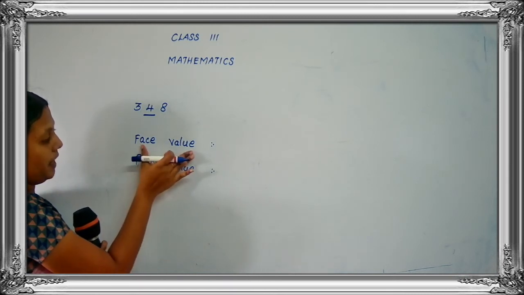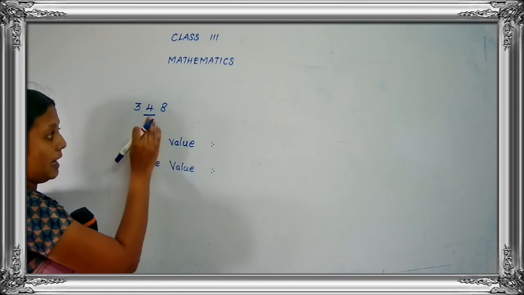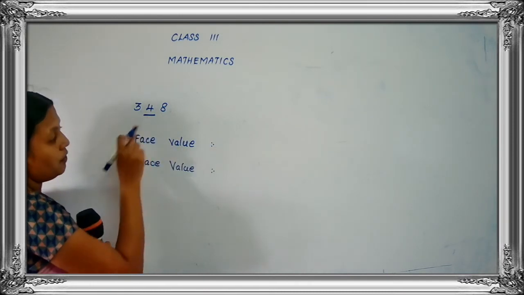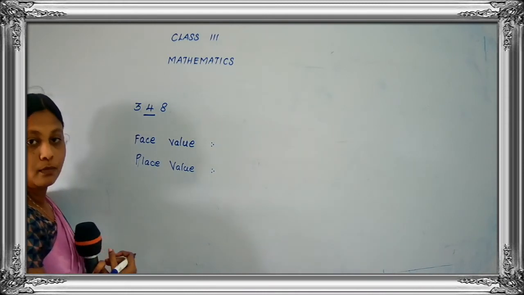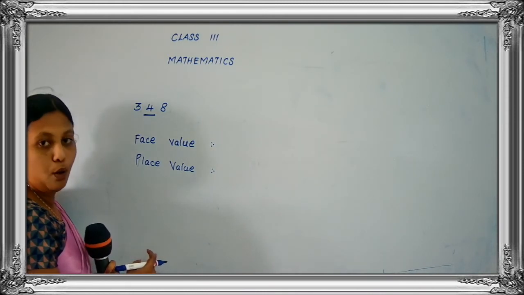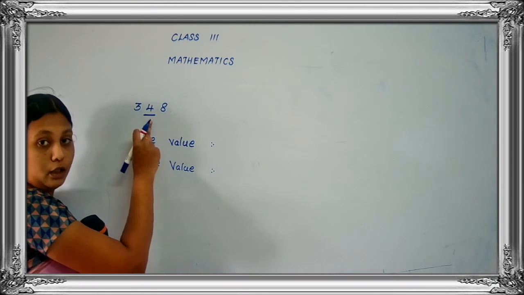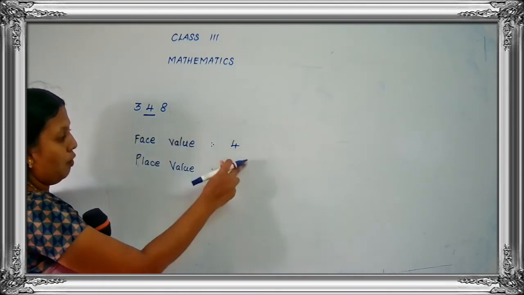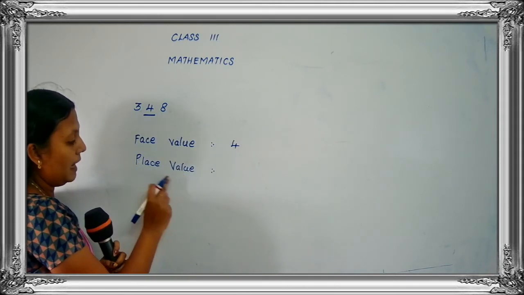Now see the face value. Face value means you want to write the underlined digit number and bring it here, write the number. Okay. Which one is the underlined digit number? 4. Yes. In the number, the underline is on 4. So you want to write 4 here. Okay. 4.